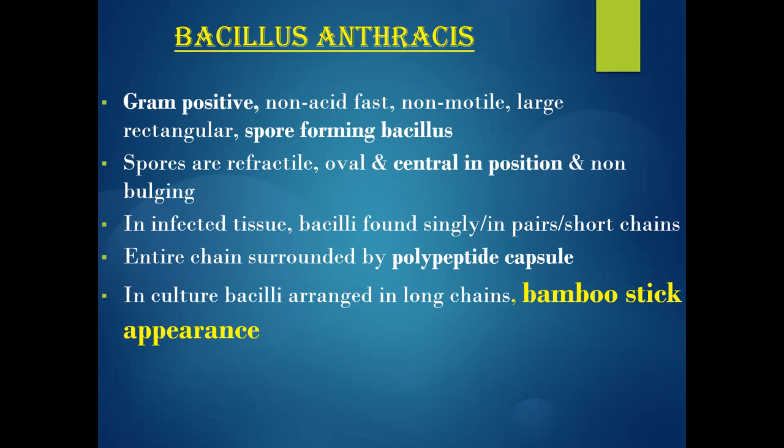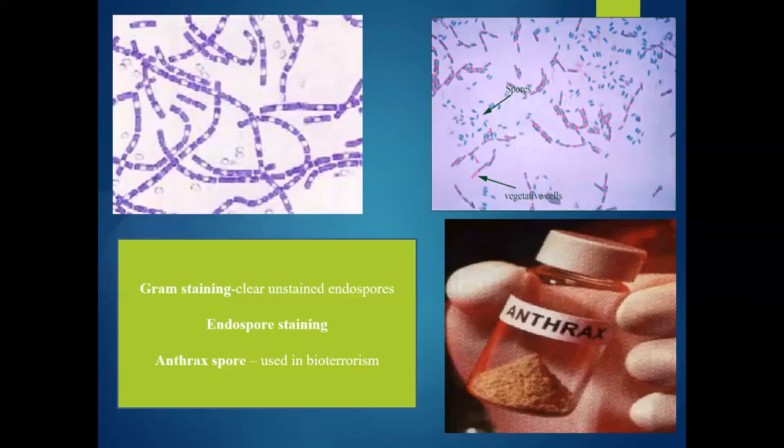The entire chain is surrounded by a polypeptide capsule. And in culture, bacilli are arranged in long chains which resemble a bamboo stick. Hence, it is known as the bamboo stick appearance. This is a pictorial representation of the gram staining image of Bacillus anthracis. In gram staining, endospores appear as clear unstained areas, and in endospore staining, they are visualized. Anthrax spore is used in bioterrorism.